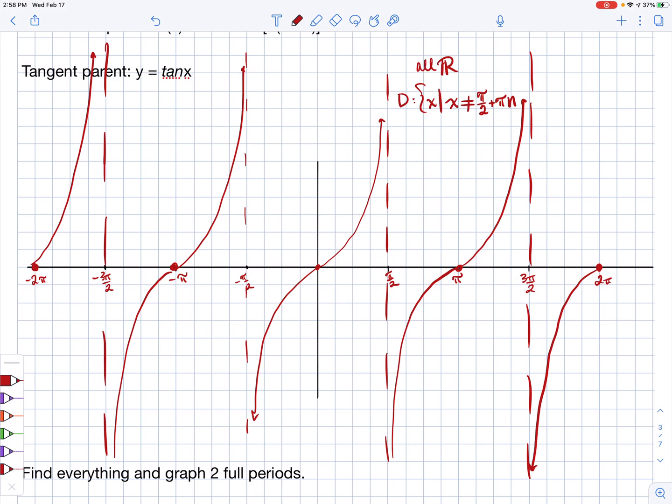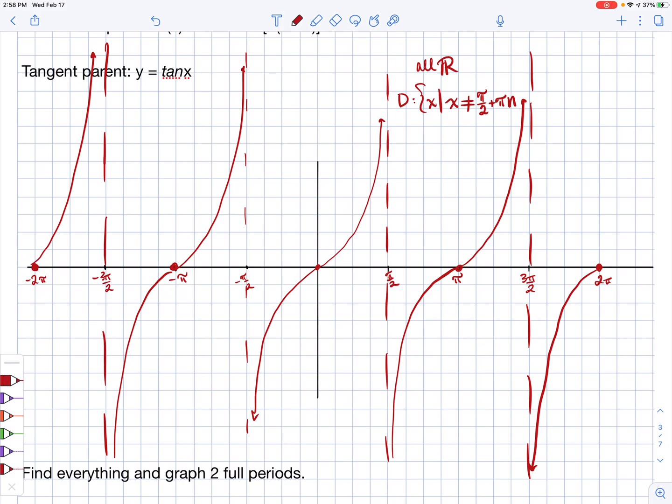So I'm starting with pi over 2, and I'm adding whole pi's. And for the record, I could be adding a negative whole pi. So that n can also be a negative number. So that will help me then to get my negative values.